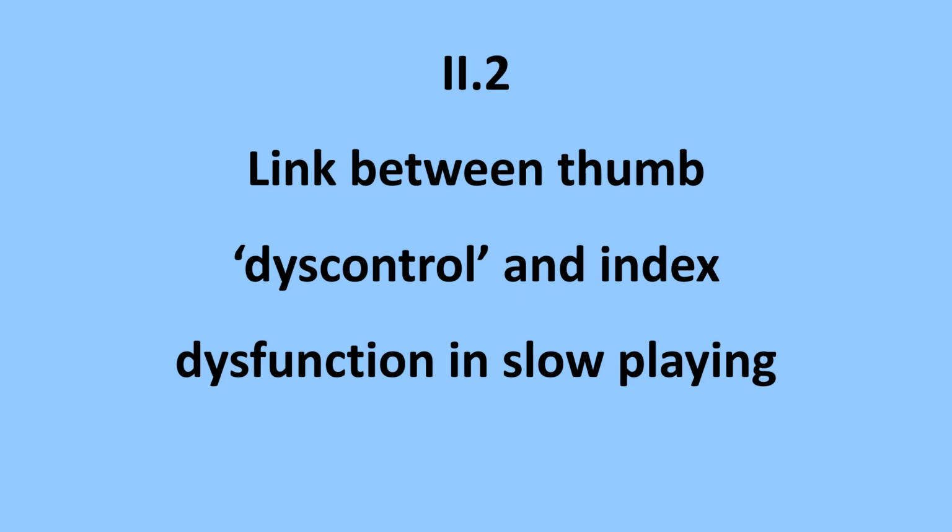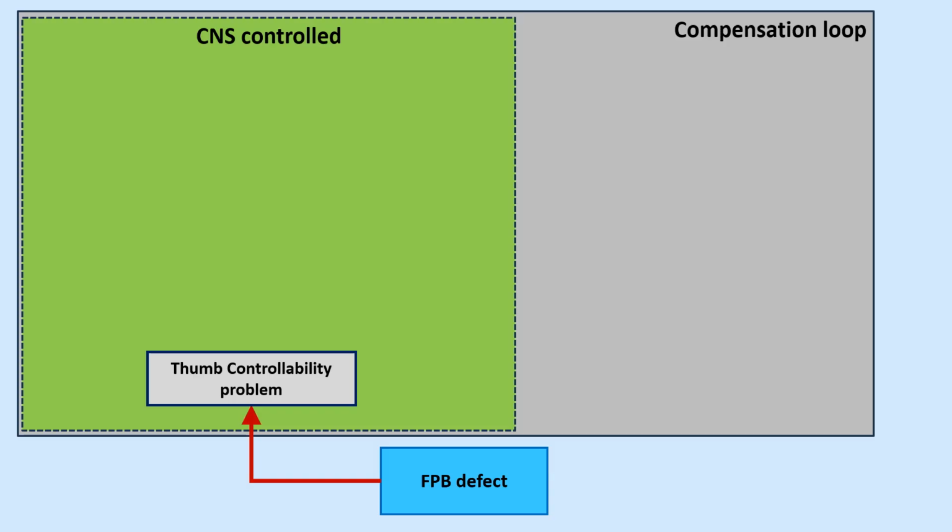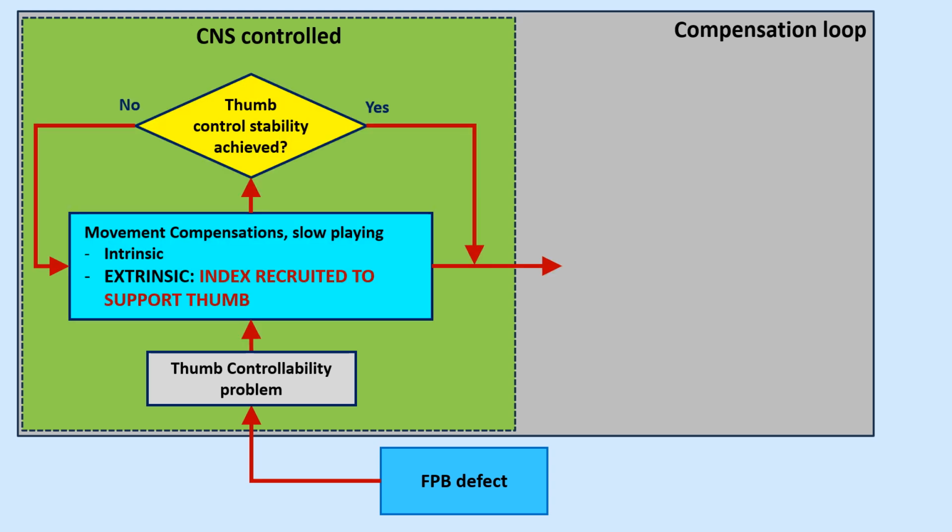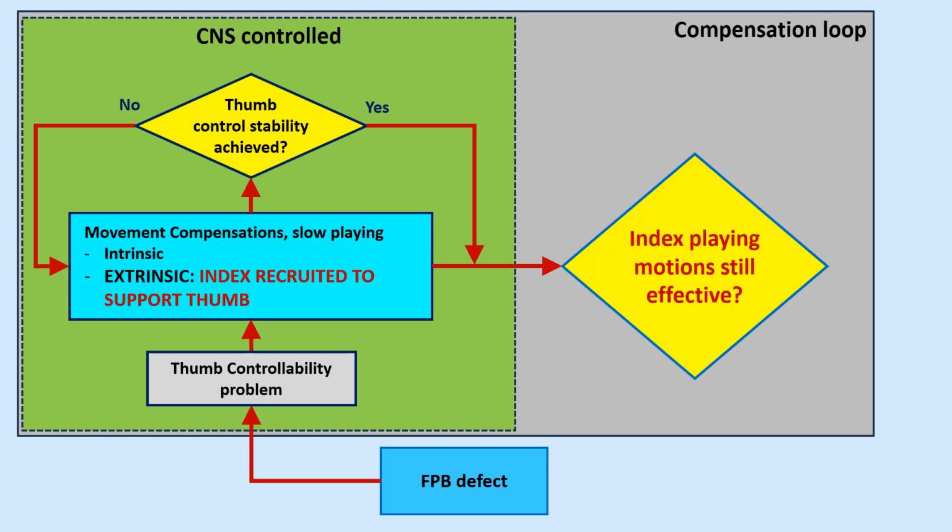Having clarified the biomechanics of the thumb dysfunction in slow playing, the next question can be addressed. What is the link between the thumb dysfunction and the index dysfunction in slow playing? In schematics, the thumb developed movement compensations for a defective FPB. These compensations fundamentally changed its control and playing motions. Part of these compensations was recruiting support from the index. The question here is, when the index is recruited to support the thumb, will the index playing motion still be effective?